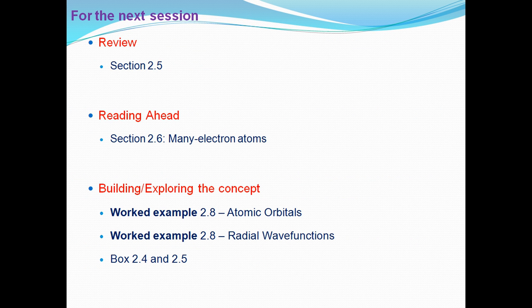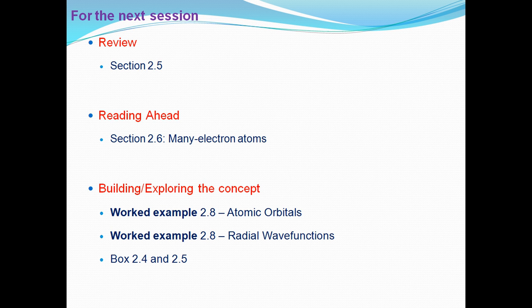And so for the next session, we want to review section 2.5 in the textbook and read ahead section 2.6, where we're going to be looking at the electronic configuration of hydrogen, and then of many-electron atoms, or atoms that have more than one electron. We're basically going to use what we know about the shapes of orbitals and assign electrons to these orbitals, which allows us to describe the electronic configuration of atoms.